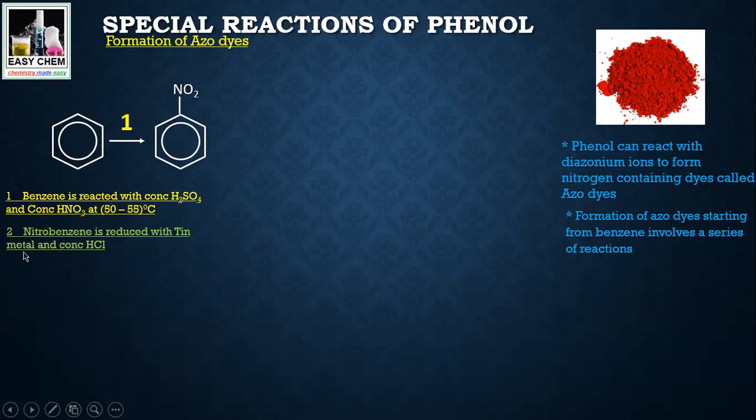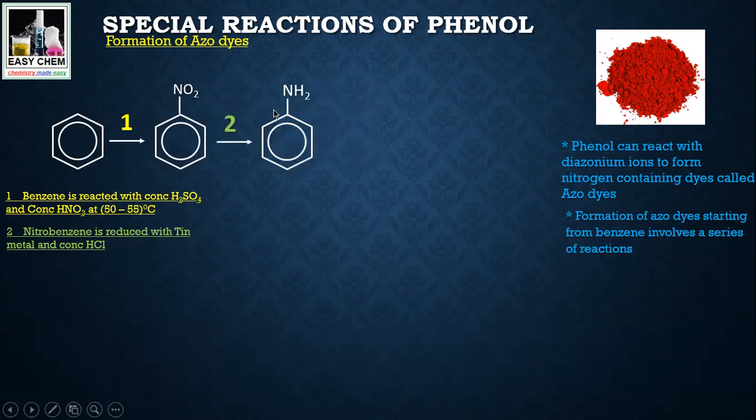with tin and concentrated HCl. When you react nitrobenzene with tin and concentrated hydrochloric acid, a reduction reaction happens where you can see in the next picture, here NO2 has gone to NH2. What has happened? Oxygen has gone out and 2 hydrogens have come in. So oxygen removal and hydrogen addition are both considered as reduction reactions. So here for reaction 2, I have written nitrobenzene is reduced with tin metal and concentrated HCl. The story doesn't end here.